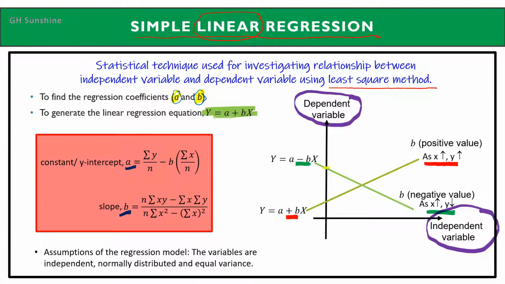That one and then this one. So this one represents A. So A, when X equals 0, Y equals A. Same as here, X equals 0, Y equals A. So this one, how to find the linear regression model using the least square method.